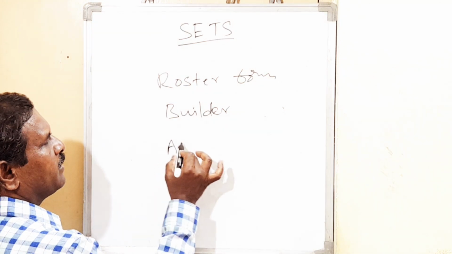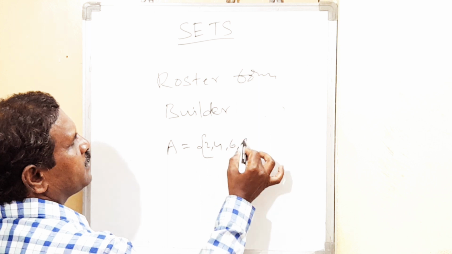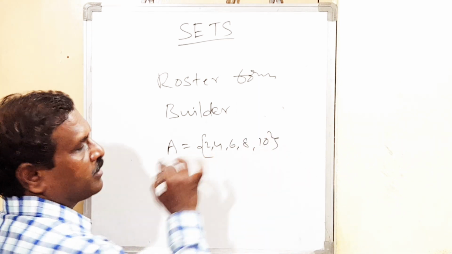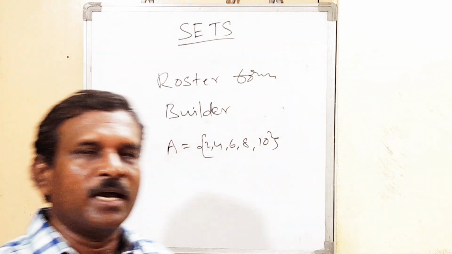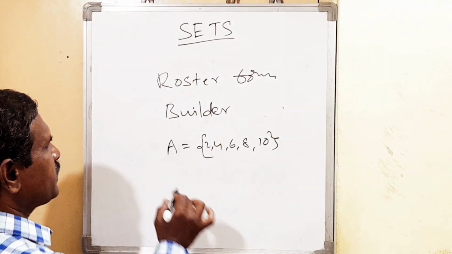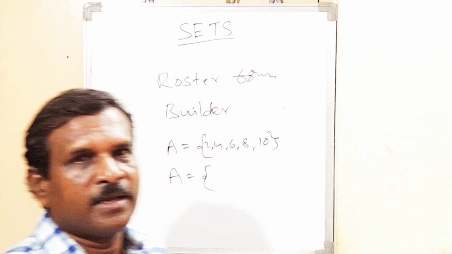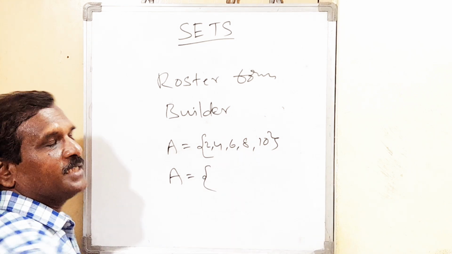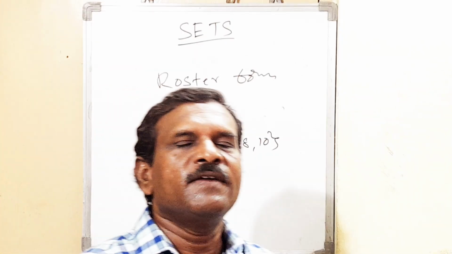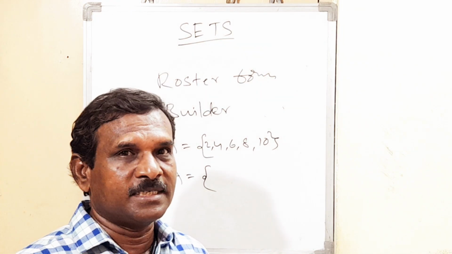Suppose I am taking A is equal to {2, 4, 6, 8, 10}. This is set A. So the same thing, without writing all the elements of the set, if you describe the common property or principle in that. If you see carefully, the numbers 2, 4, 6, 8, 10, all these are even numbers up to 10 or less than or equal to 10 or less than 12.